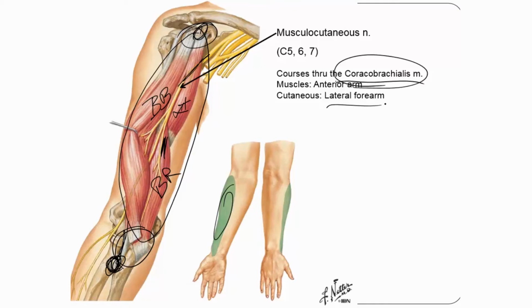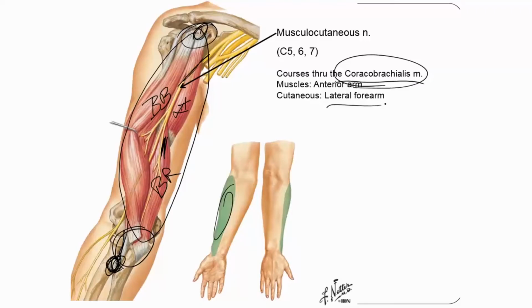forearm. So even though it supplies muscles of the anterior arm, its cutaneous distribution is down in the forearm on the lateral side. It's rather unique. We see a similar situation with the femoral nerve down in the lower extremity, supplying anterior thigh muscles, but skin also way down into the medial aspect of the leg and foot.